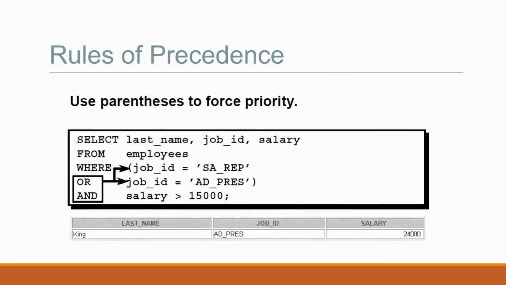In the example, there are two conditions. The first condition is that the job ID is AD_PRES or SA_REP. The second condition is that salary is greater than $15,000. Therefore, the SELECT statement reads as follows: select the row if an employee is a president or a sales representative, and if the employee earns more than $15,000.